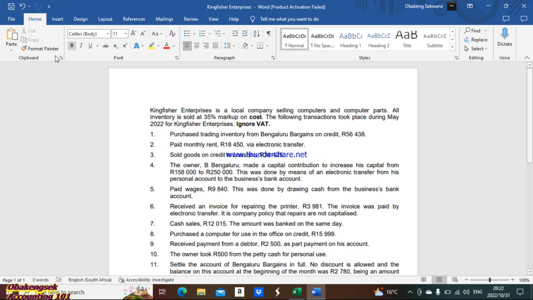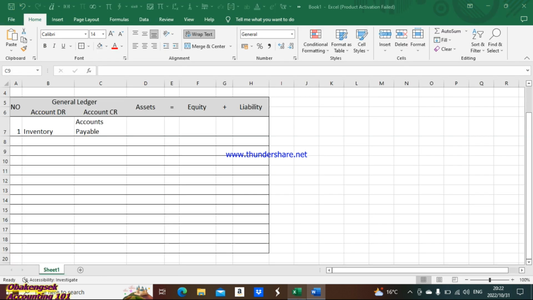And then we're going to start off with number one. We purchased trading inventory from Bengaluru Bargains on credit, 56,438. I had already inserted the information when it comes to number one. So we have inventory on our debit side. Inventory will be debited. Accounts payable will be credited.